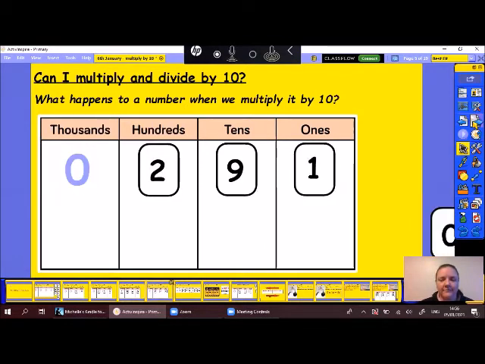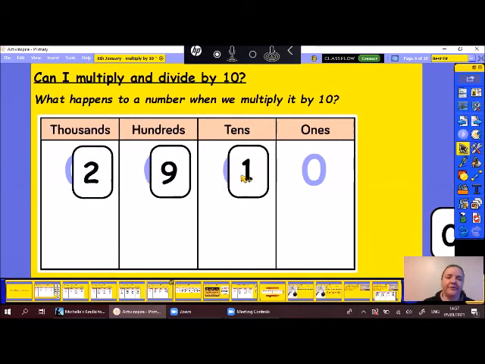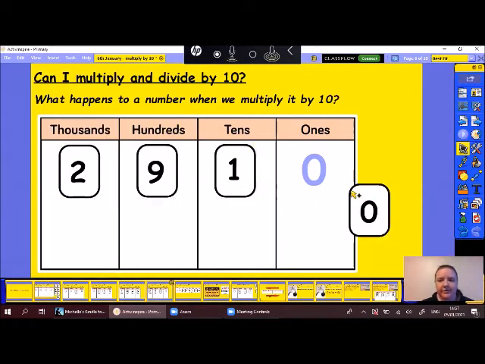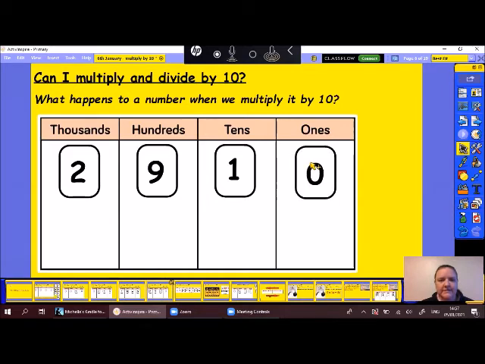Let's try one more time. We've got a 3-digit number here, 291. Now, if you want, pause the video and have a go on your place value grid and see if your answer is the same as the answer that I get. So 291, multiply it by 10. I'm going to take all the numbers and shift them across up to the next column. And then I've got space for my 0 on the end. So 291 multiplied by 10 is 2,910.